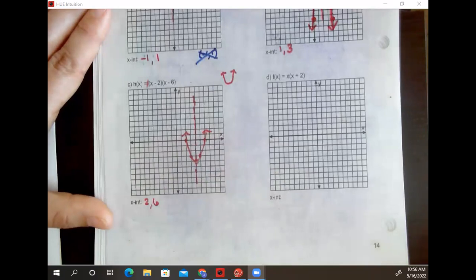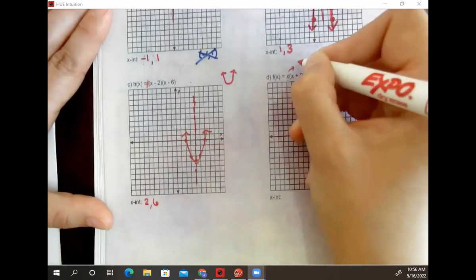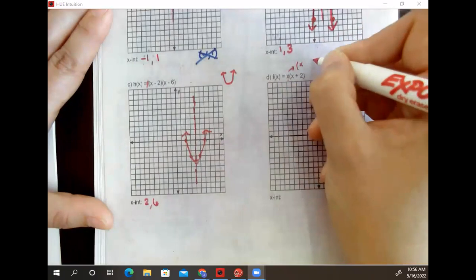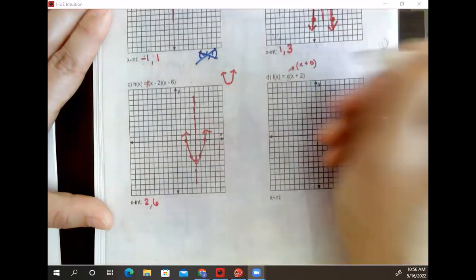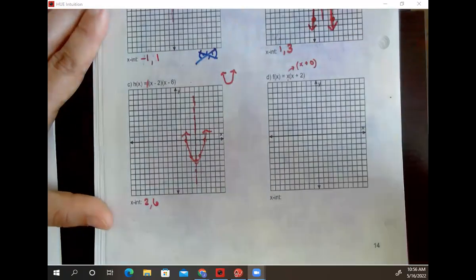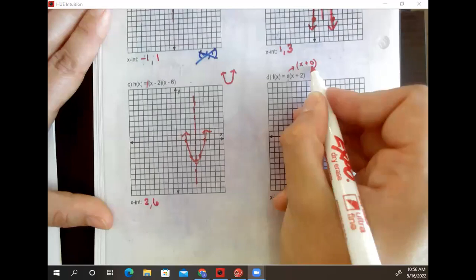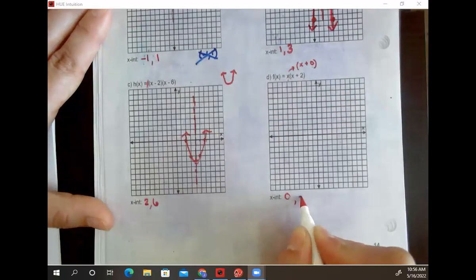What are my x-intercepts for D? Yeah, this guy gives me 0. The only thing that I could have in parentheses with x and not have to write it would be if this were x minus 0 or x plus 0. Since it's 0, the plus or minus doesn't really matter. But the only value we could have here would be 0. So my x-intercepts are at 0 and -2.